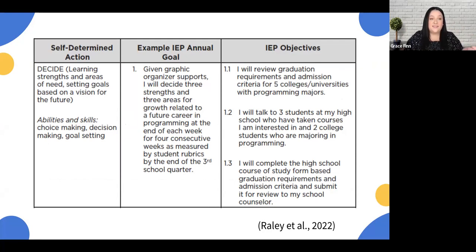So for decide, we know that Isabella has set her own goals. So an example goal might be, given graphic organizer supports, Isabella is going to decide 3 strengths and 3 areas for growth related to a future career in programming, and at the end of each week for 4 consecutive weeks, as measured by student rubrics by the end of the 3rd school quarter. So we're taking what Isabella wants to do, her own personal goals, and now we're creating these transition goals that are intentional, that align with her interests, and are going to continue to push her towards achieving her goal after high school.